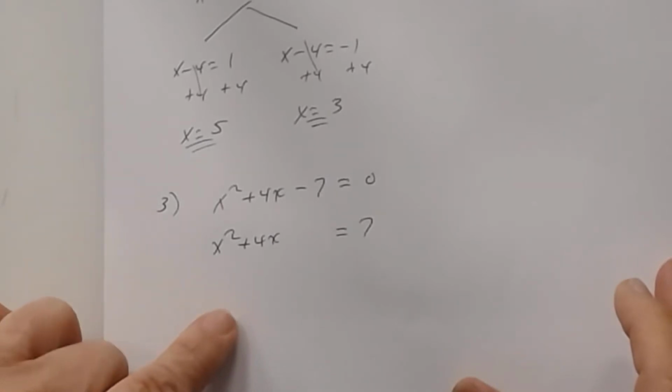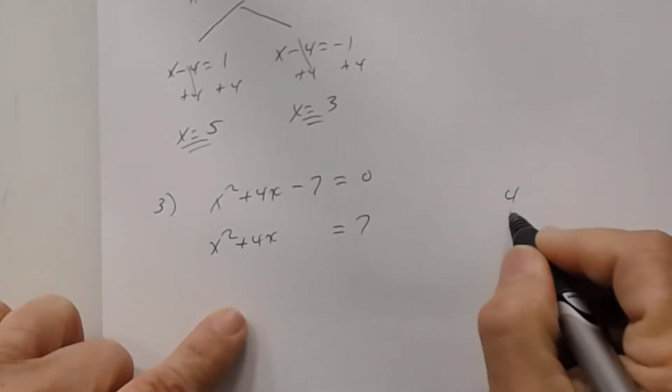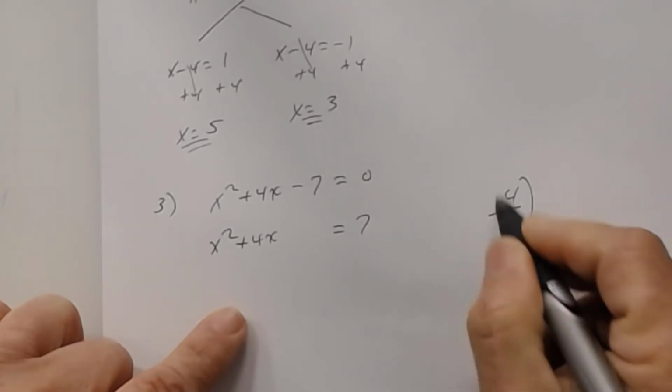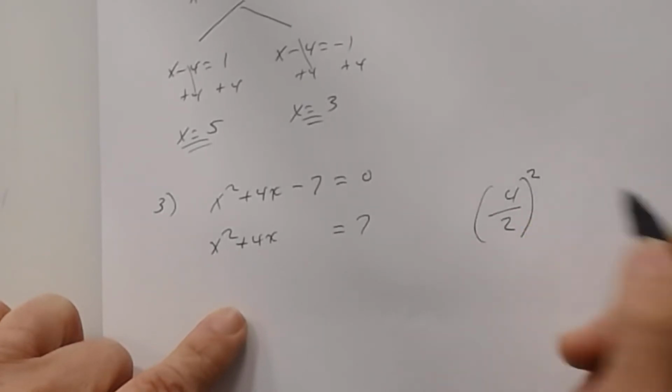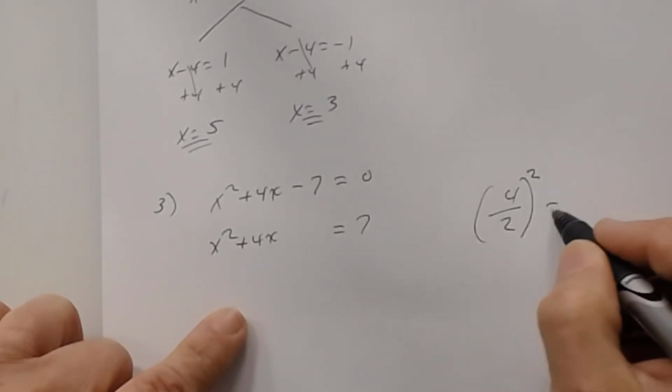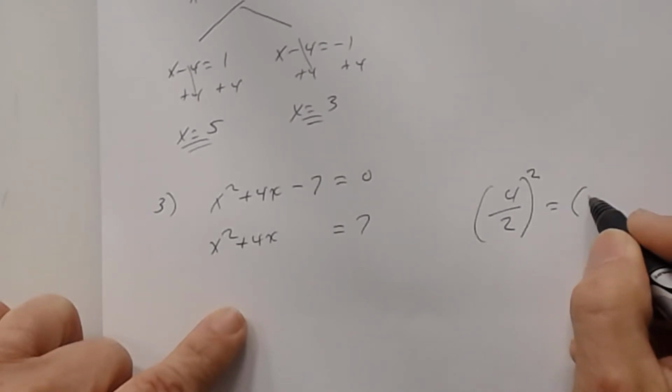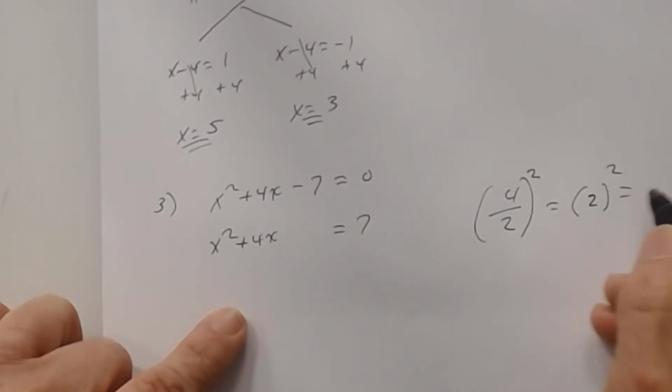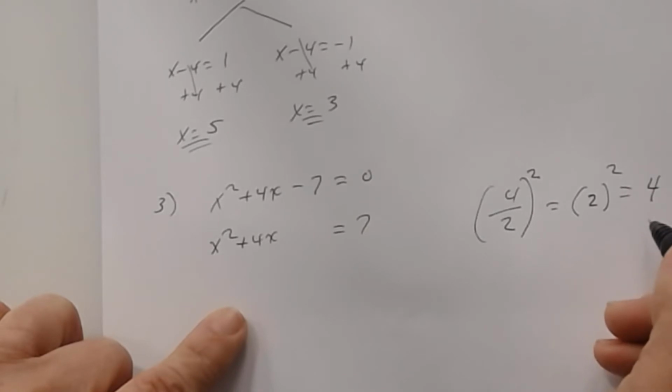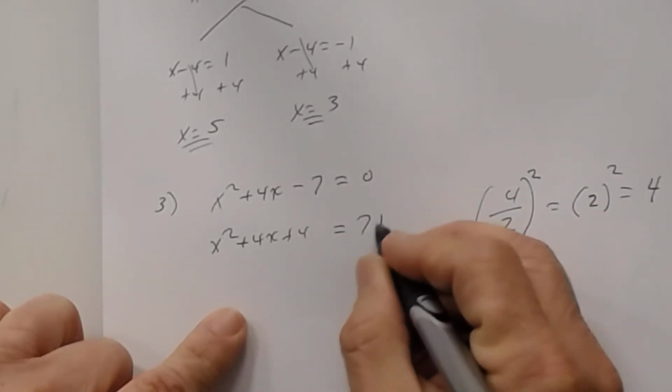All right, what's the next step? I take the coefficient of x, which is what? Positive 4, and divide by 2, and whatever that is, I'm going to square it. So 4 divided by 2 is positive 2. I'm going to square it, and what do I get? 4. And what do I do that for? Add it to both sides. So plus 4, plus 4.